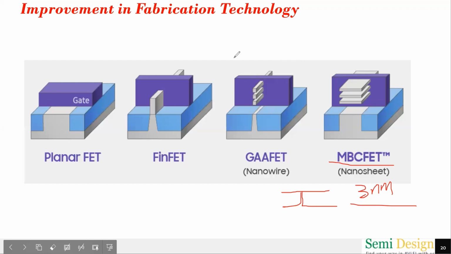Ma'am, could you please repeat what you said about MBC FET? I don't know the full form. In MBC FET we have used nano sheet technology. Nano wire width will be more compared to the sheet. From nano wire to nano sheet we have reduced the size. Suppose a nano wire is 5 nanometer, the nano sheet is 3 nanometer. That is how we reduce the size.